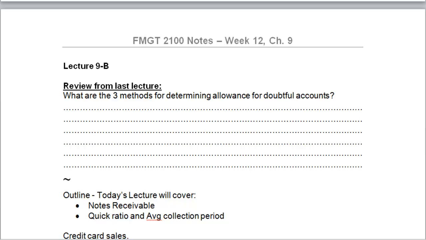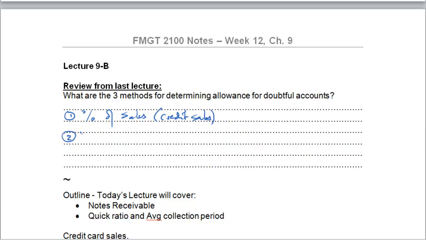Before we actually kick off with the lecture, we're going to review the three methods of determining allowance for doubtful accounts, which was covered in the previous lecture. If you recall, the first method was percent of sales, or credit sales. This takes a flat rate, a percentage of the credit sales, and that's used to determine the bad debt expense.